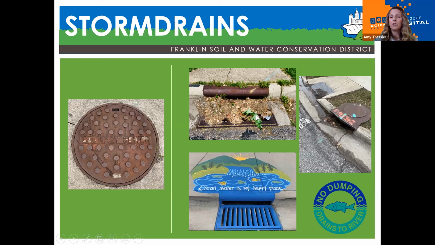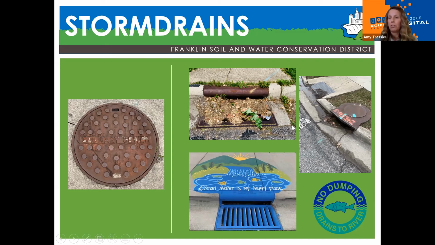On the flip side, the storm drains over on the right-hand side, a lot of people don't know this. I didn't really understand this when I first started working at Franklin Soil and Water Conservation District. But the water that goes into these storm drains doesn't go through a filtration process. It goes directly into our rivers and streams. So when you're walking along your neighborhood and you see a storm drain littered with leaves, debris, and maybe even some trash, whatever is in that storm drain has the potential to go down underground into our pipe system and eventually empty out into our local rivers and streams, like the Scioto River, which is the watershed that we've been talking about here today.